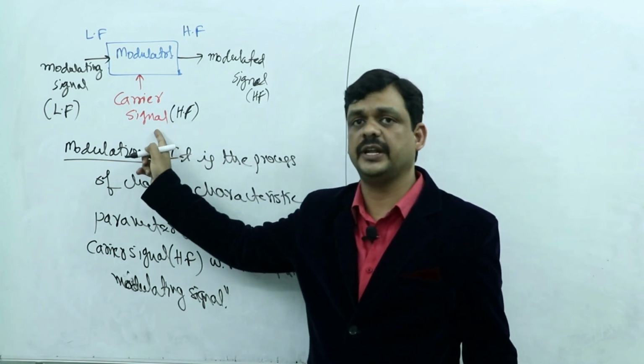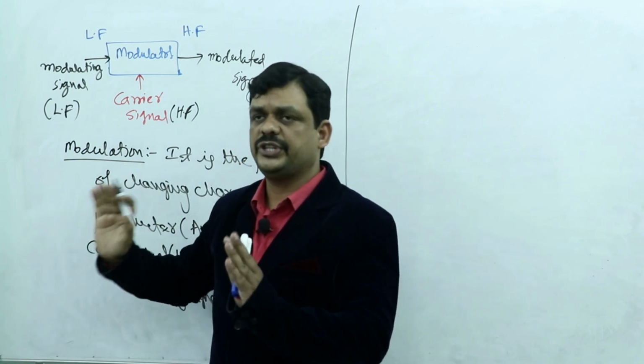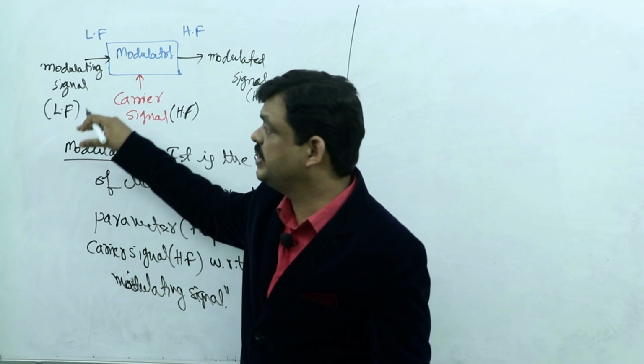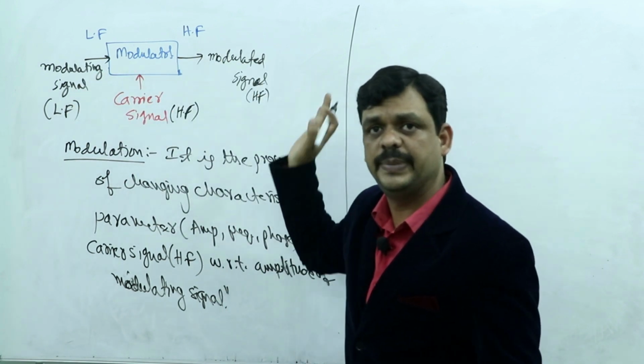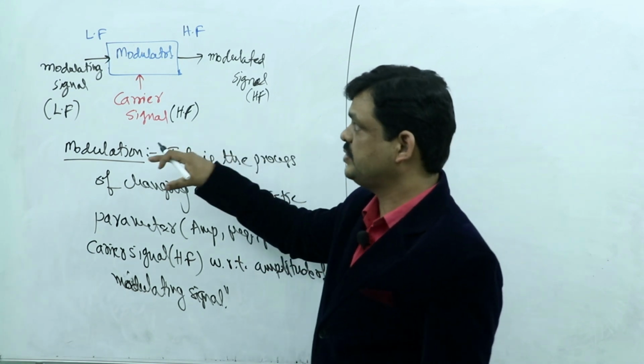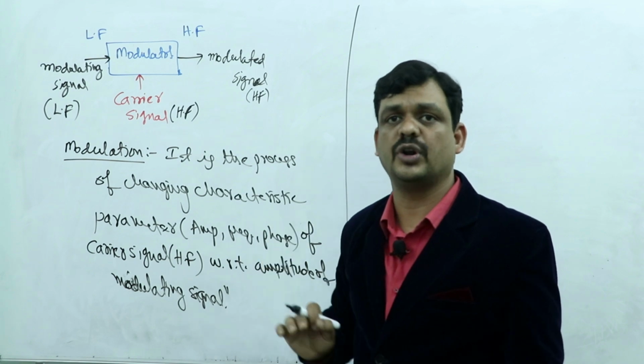Carrier signal means this signal. So we are not changing this part. This signal should be as it is. Without changing the internal parameter of the modulating signal, we have to transmit this signal from one place to another place. That is the main function of the modulation process, right? So it has to convert from low frequency to high frequency. That is the main function of the modulation process.